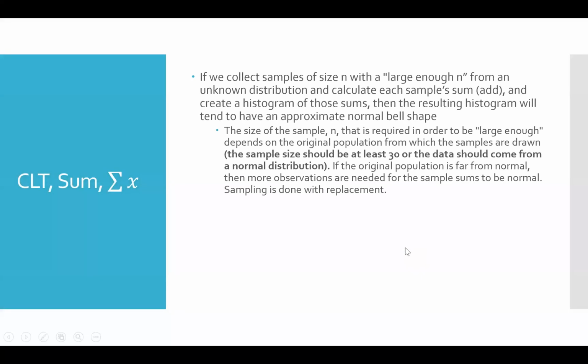Okay, so the central limit theorem for the sum basically says the same thing. It says if we collect samples of size n with a large enough n from an unknown distribution, and we calculate each sample's sum, instead of averaging them together, for example, if you were using my digits 6275, we would find the sum, which means we would add them together. We just do the addition and we would get 20. We do my daughters, we would get 11.